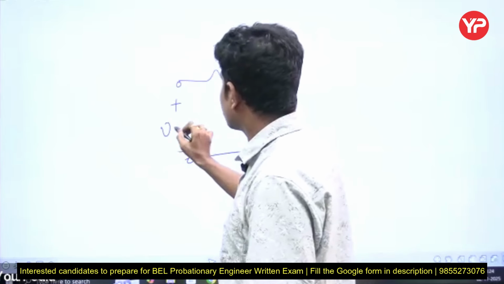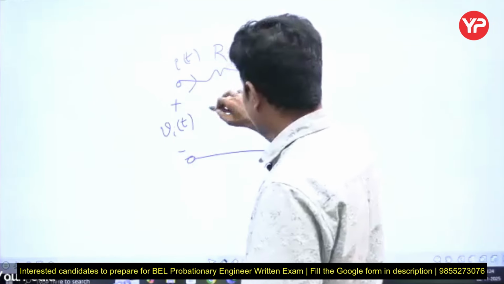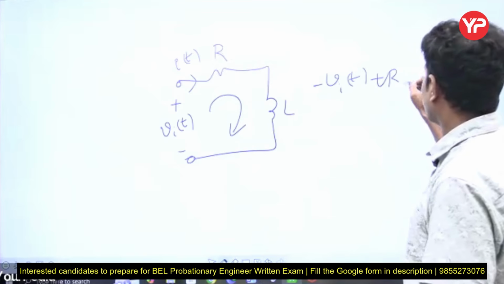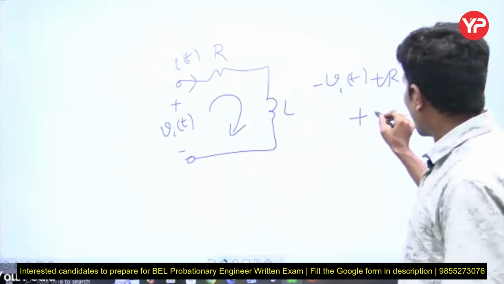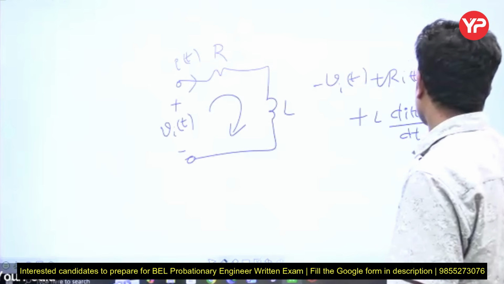Suppose my input is Vi of t. Current is I of t. Now let's write KVL for this loop. What do you get? Minus Vi of t plus R into I of t plus L di by dt. What is this equation?